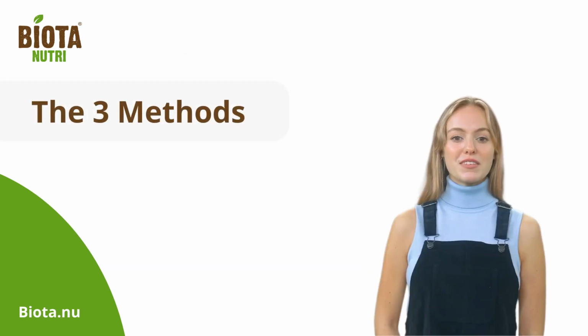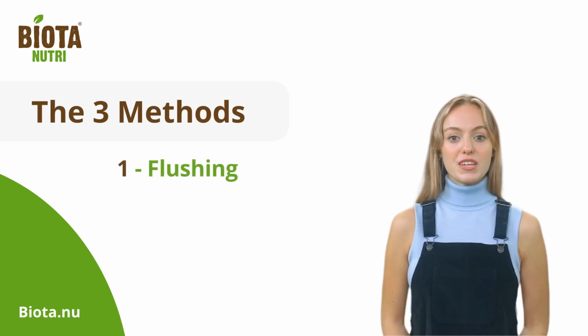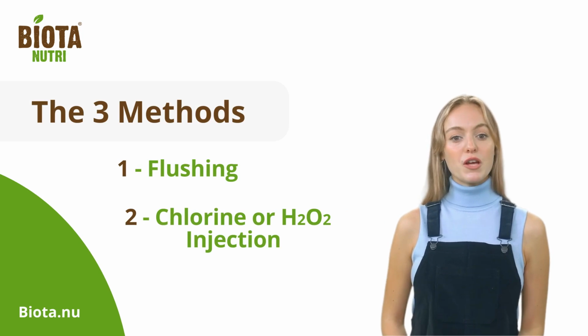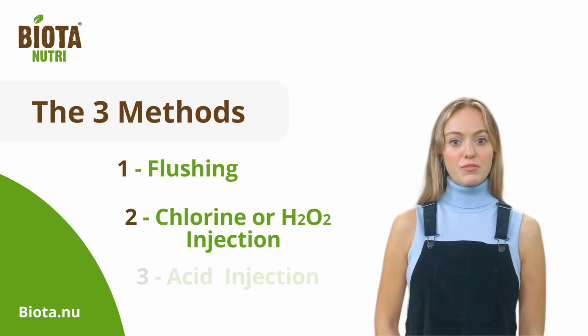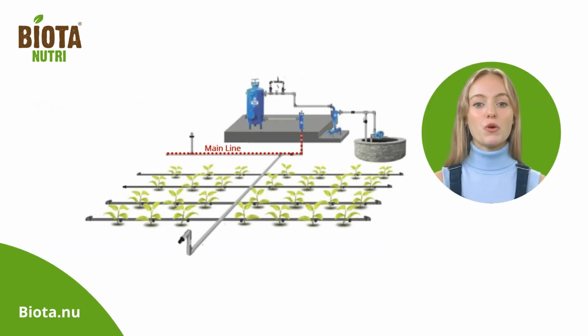There are 3 methods to maintaining your drip lines. The first is flushing, the second is using chlorine or hydrogen peroxide injection, oxidation, and the third is by acid injection. It is important to flush the system in the order that the water flows. You need to flush all lines for at least 2 minutes or until the water runs clean.